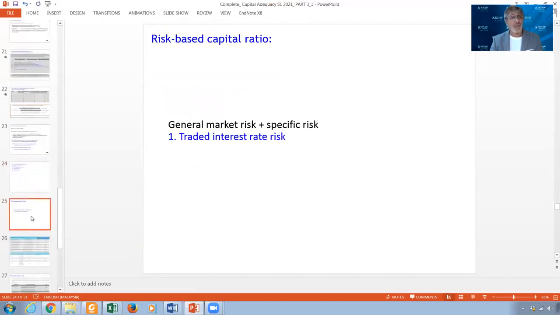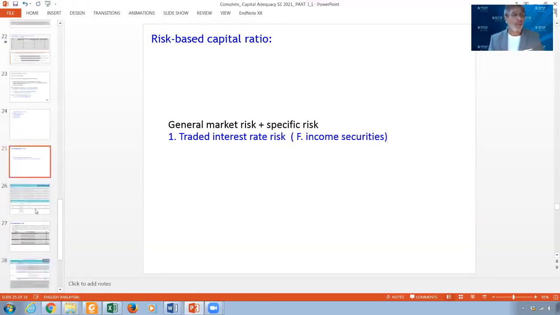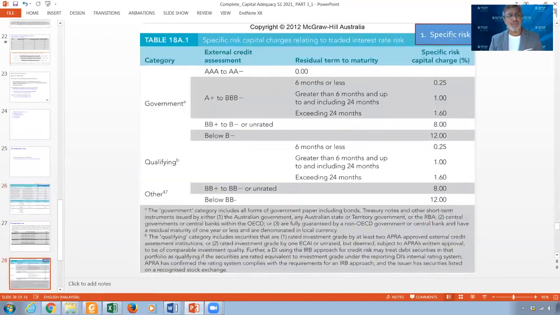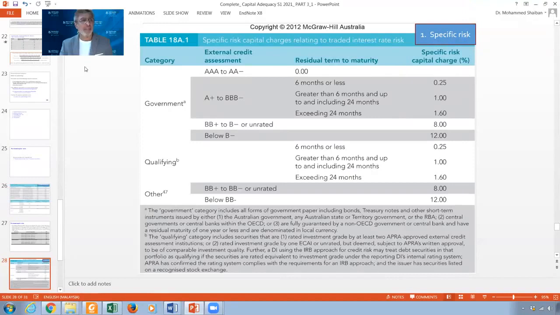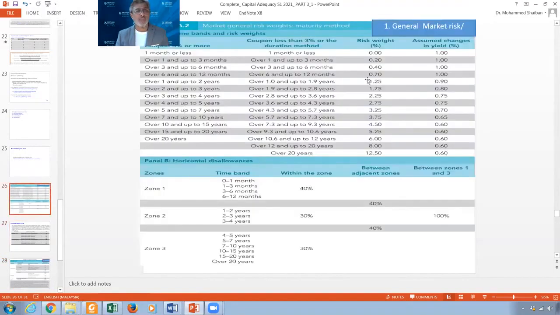Let me show you how they do it in the traded interest rate risk. This is for the fixed income securities, if you remember. They bring us this table. So we have general market risk and specific market risk. Specific market risk means the risk that we have to the counterparty, but the general market risk is the risk which is related to the market.